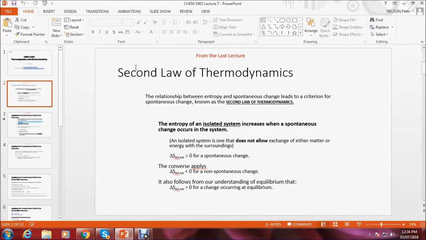But note that we have underlined isolated system, because for the entropy criterion to be applied to a system, such as a chemical reaction, the system must be isolated. Here we're saying that for an isolated system with entropy change greater than 0, we can say that such a change or reaction is spontaneous. However, if the entropy change of that system is less than 0, then the change is non-spontaneous. If the entropy change of that isolated system is equal to 0, then the system is at equilibrium. These are some characteristics that you have to bear in mind.